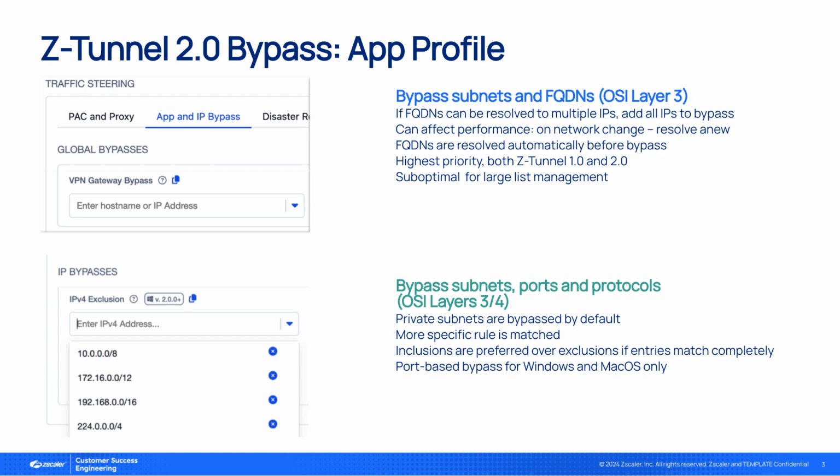Next, you can configure IPv4 and IPv6 exclusions using the IP bypasses field. This allows you to more easily bypass subnets, ports, and protocols. Note that private subnets are always bypassed by default, and that port-based bypasses only work for ZCC on Windows and macOS. In cases where there is a conflict between exclusions and inclusions, the most specific of the two will be preferred for a given IP and port.